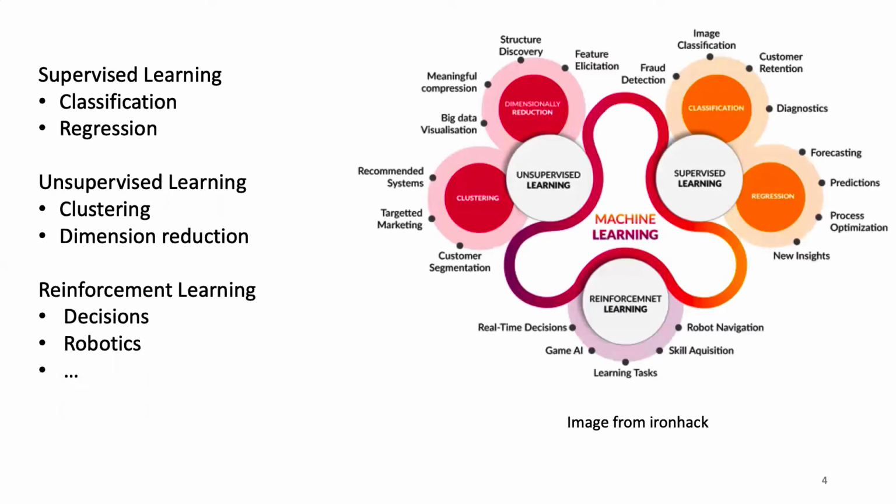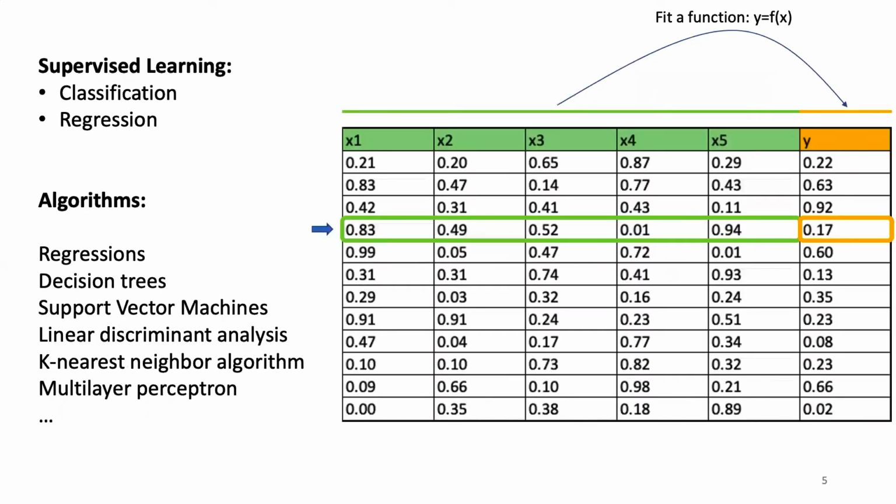Okay, there are basically three areas in machine learning: supervised learning, unsupervised learning, and reinforcement learning. In supervised learning, most of the time you can use it to do classification or regression. It is an area of machine learning where you learn a function that maps an input to an output based on example input-output pairs. So it infers a function from labeled training data consisting of a set of training examples, as this slide shows.